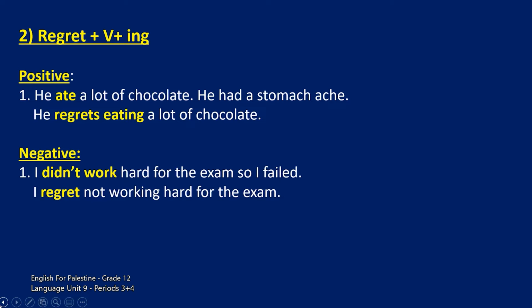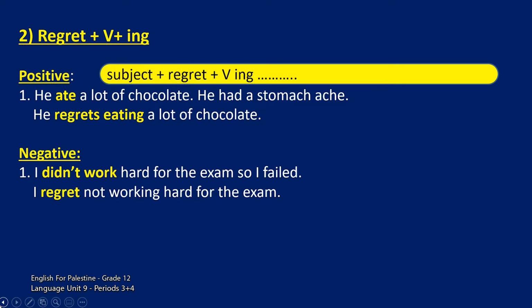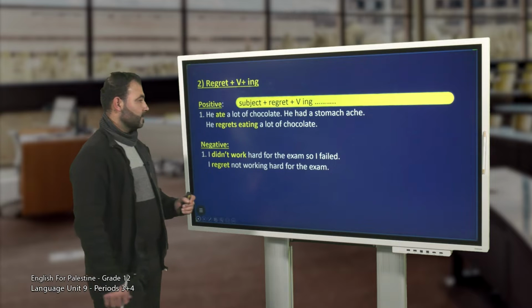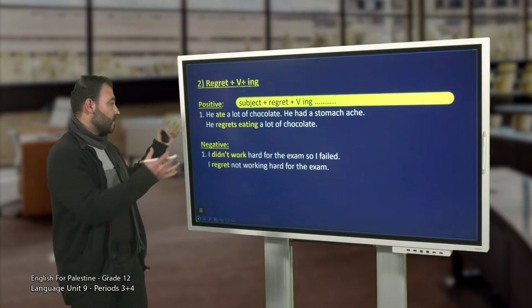Now number 2, the verb regret. Regret plus verb plus the ing form. In the positive case, number 1, we use subject plus regret plus the verb in the ing form. Let's see this example. He ate a lot of chocolate. He had a stomachache. Now he regrets that. He regrets doing that.